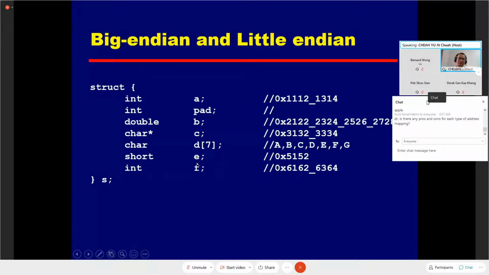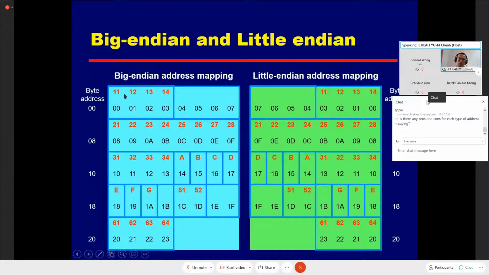And then, yeah, the integer will look the same: 1, 2, 3, 4, 1, 1, 1, 2, 1, 3, 1, 4. Okay? Doctor, are there any pros and cons for each type of address mapping? Now, what do you think? I mean, in effect, all the content can be shown on both sides without any difference, correct? So to me, there are no pros and cons. It's just a design consideration.